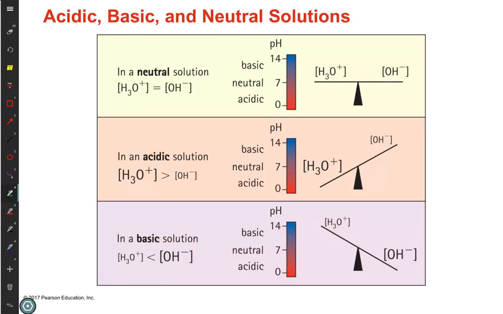So this here is showing how we can, once again, look at the balance. If we have the same amount of hydronium and hydroxide, then it's balanced and it has a pH of 7. If we have more hydronium, then it is more acidic. It has a lower pH. If it has less hydronium and more hydroxide... don't you like hydronium and hydroxide? Is it clear to you which one's which?